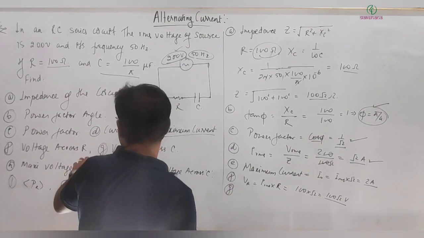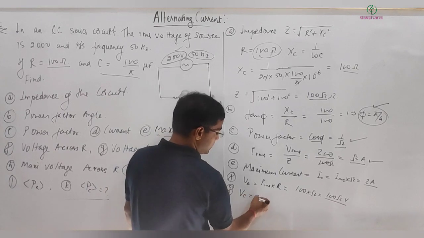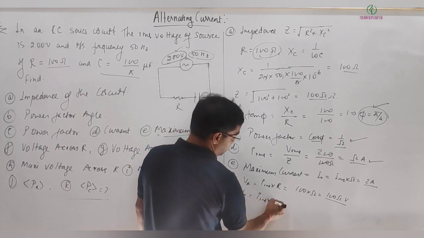G, it's saying voltage across C, so you can write again the RMS value, and that is I RMS multiplied by XC.